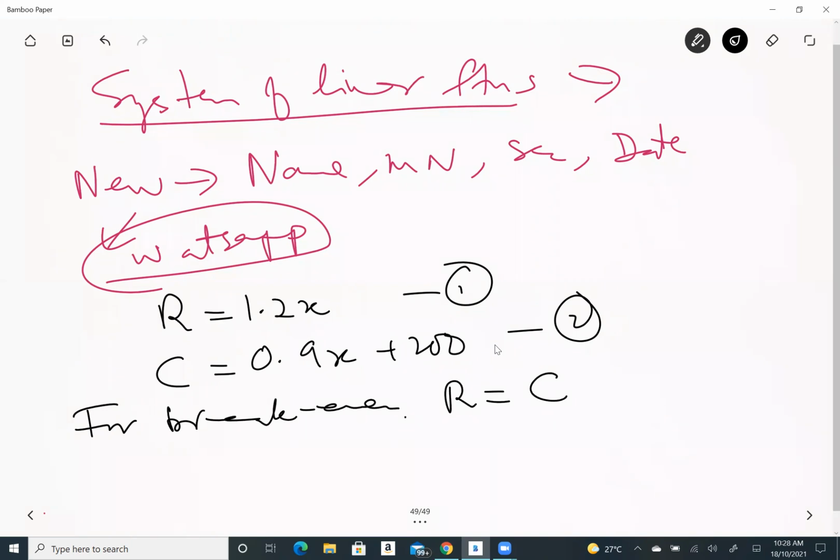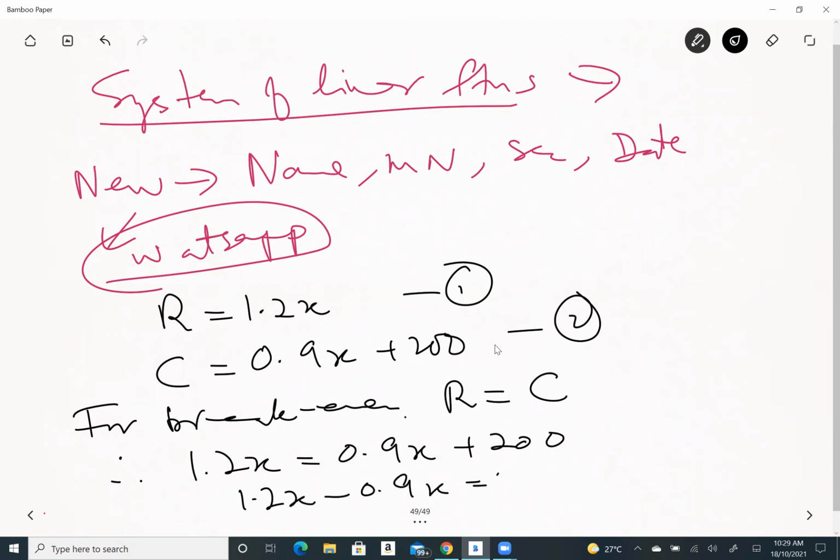All right? So R equal to C. So therefore, you have 1.2x equal to 0.9x plus 200. So you bring the x to the left. So I have 1.2x minus 0.9x equal to 200. You simplify that. We can work this out. Okay, you got x star equal to 6.667.